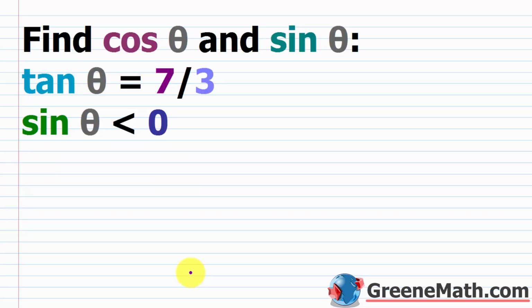All right, so let's look at our first example here. We're going to use the identities to find cosine of theta and sine of theta, given the fact that the tangent of theta is 7/3 and the sine of theta is less than 0, meaning it's negative. So first and foremost, think about the quadrant you're going to be in. Remember that all students take calculus.